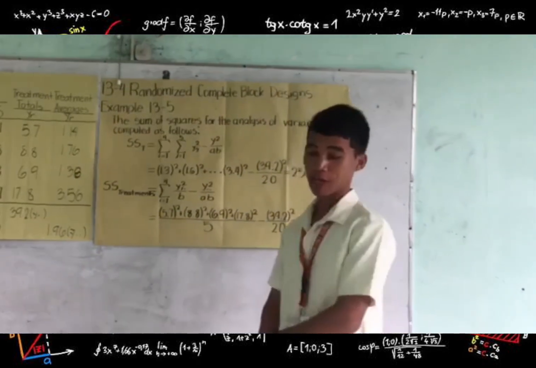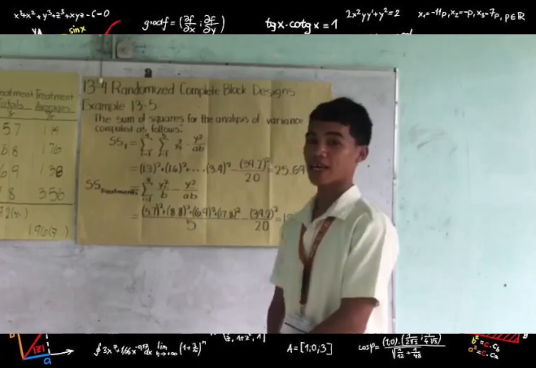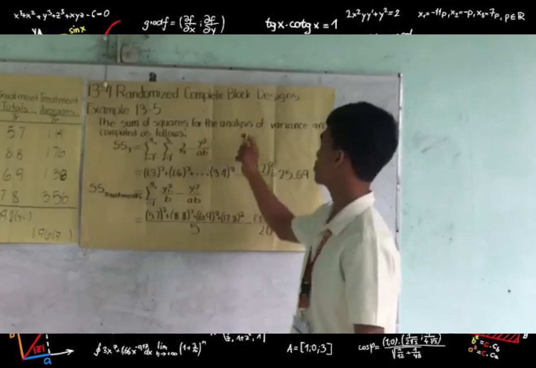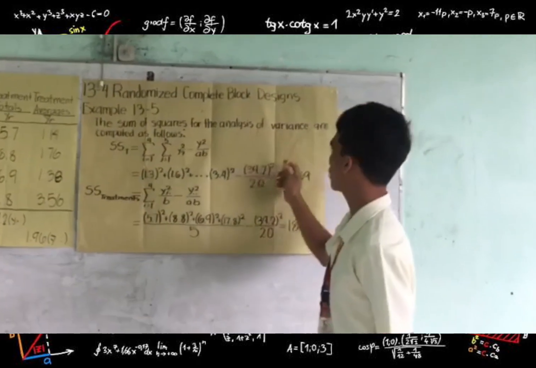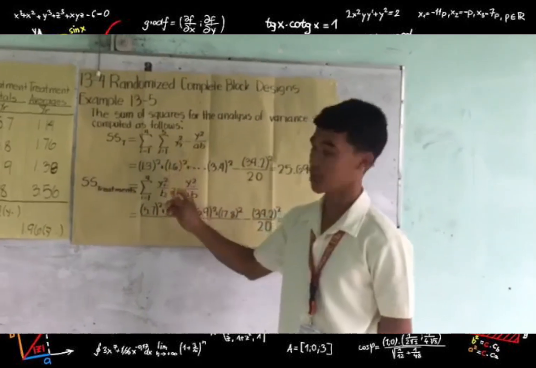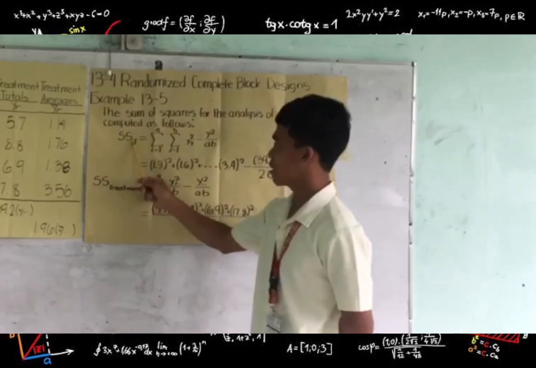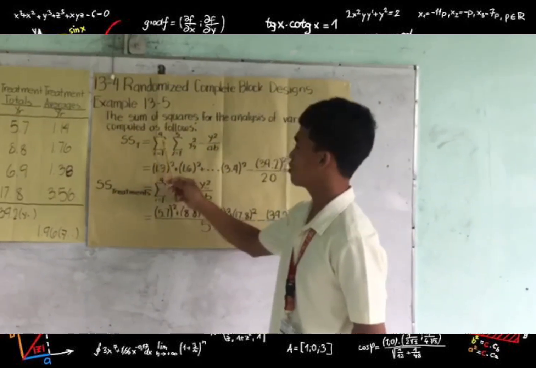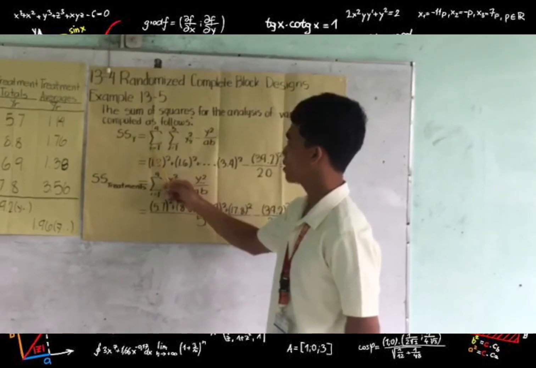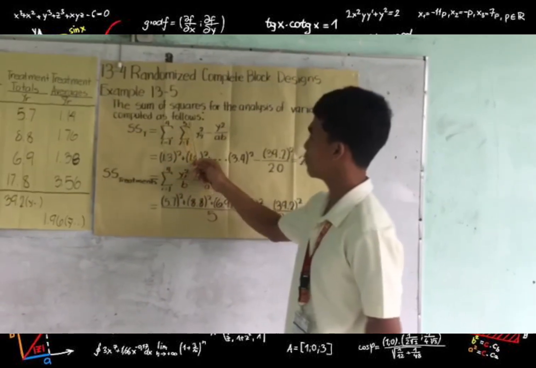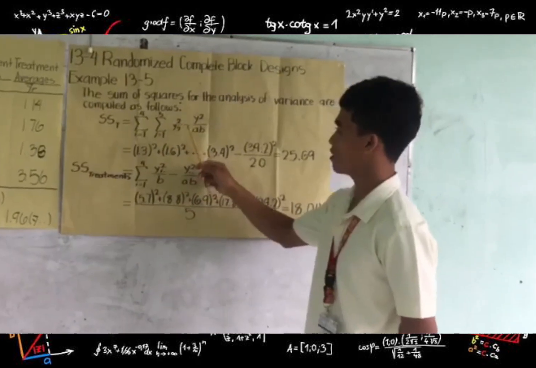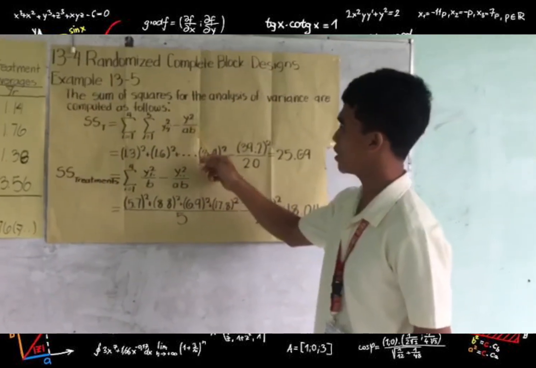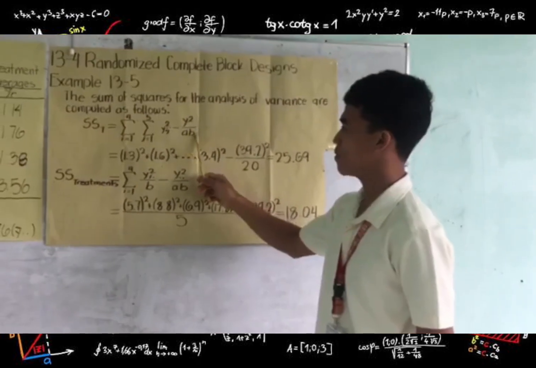Hi, good morning everyone. My name is Janusz D. Managit and my report is randomized complete block results. The sum of squares for the analysis of variance are computed as follows. Sum of squares sub T is equal to the summation of i equals 1 to 4, and the summation of j equals 1 to 5, y squared ij minus y squared over ab.